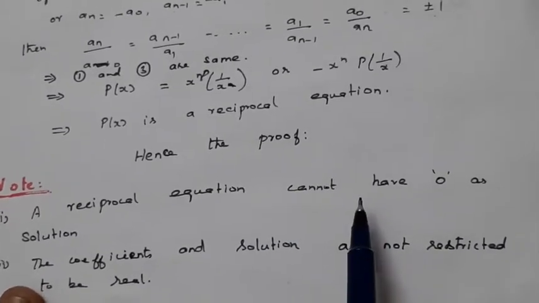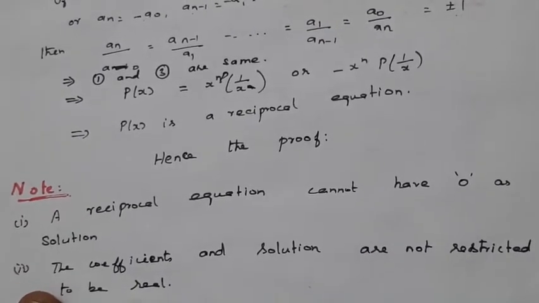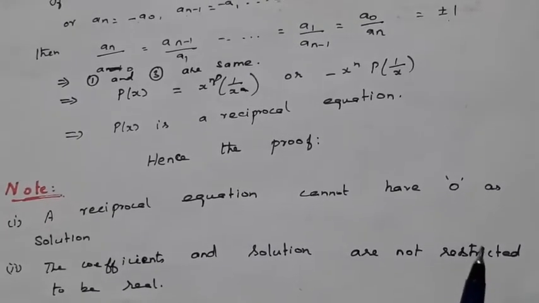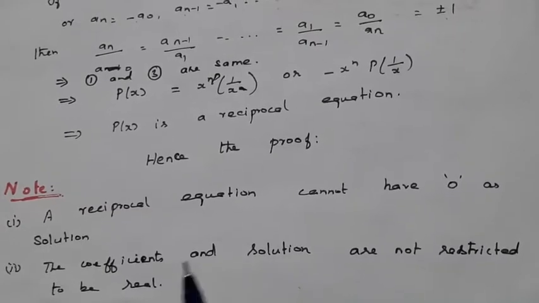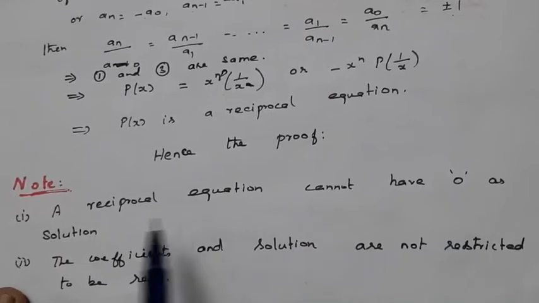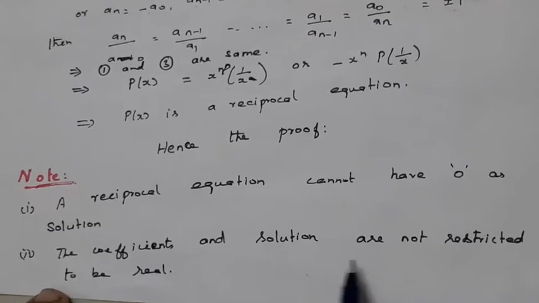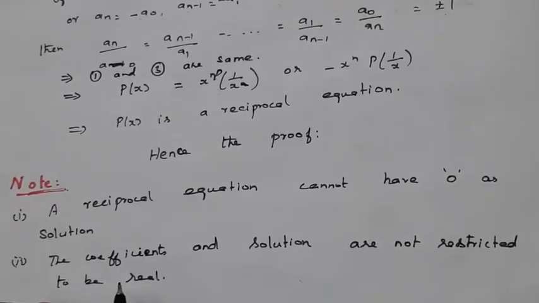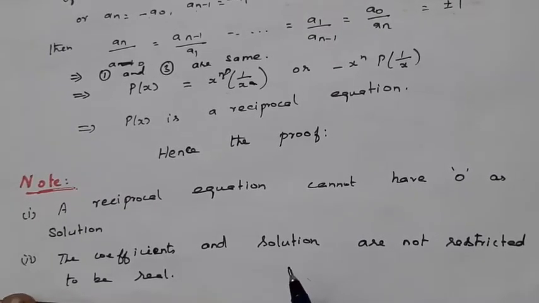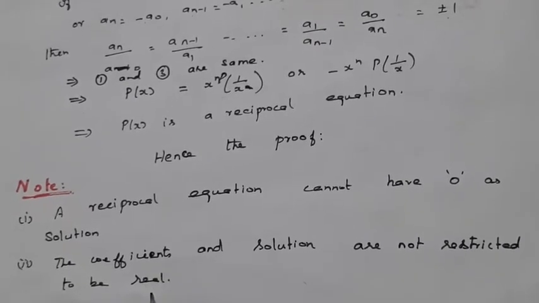That means that if a constant term exists for an equation, then that equation shouldn't have 0 as a solution. If 0 is a solution, that means the equation should not have the constant term. So if the constant term exists, 0 will not be a solution, and hence a reciprocal equation cannot have 0 as a solution. Moreover, the coefficients and solutions cannot be restricted to be real. They may be either imaginary or real. So it need not be restricted to be real. These are the points to be noted.